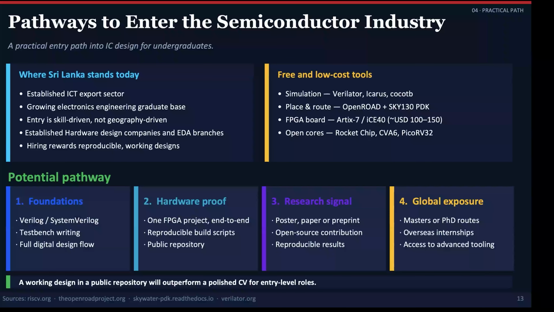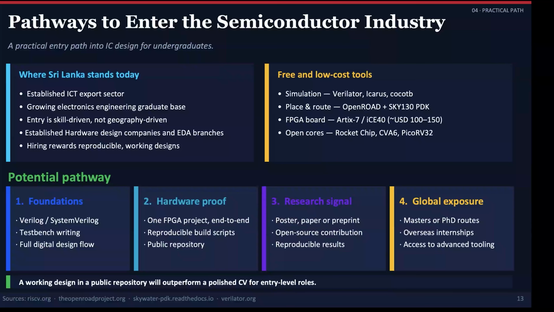If I had to propose a path, I would put it in these four steps. First, build strong foundations in HDL, test benches, and the full digital design flow. Second, create a hardware proof through FPGA projects with reproducible scripts in public repos. Third, publish a research paper or poster based on your designs, and make a meaningful open source contribution. And finally, you could aim for global exposure through master's or PhD study like some of us here, and international internships or collaborations that could give you access to broader teams.